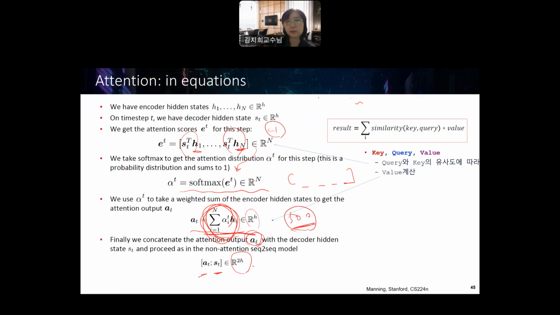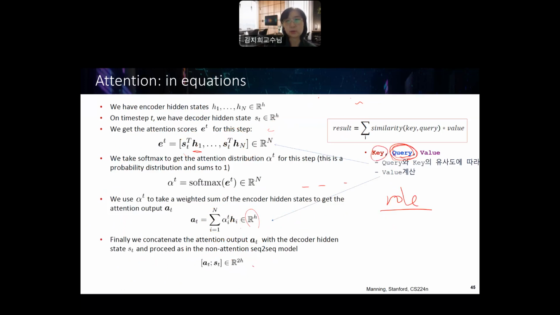And here I want to emphasize this key, query, value roles. It's a role. So the decoder state plays a role of query, and the encoder individual words play the role of key, and value will be this weighted sum. So the value will be the weighted sum.